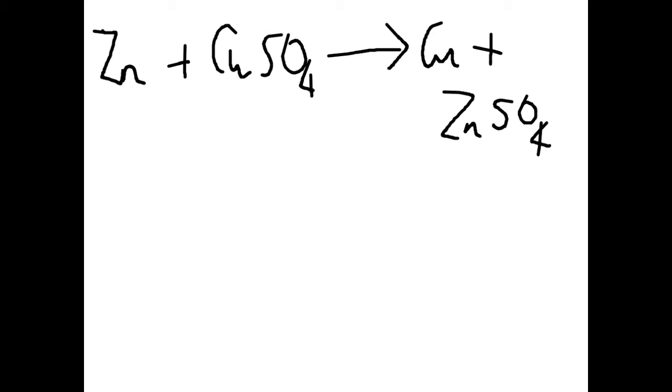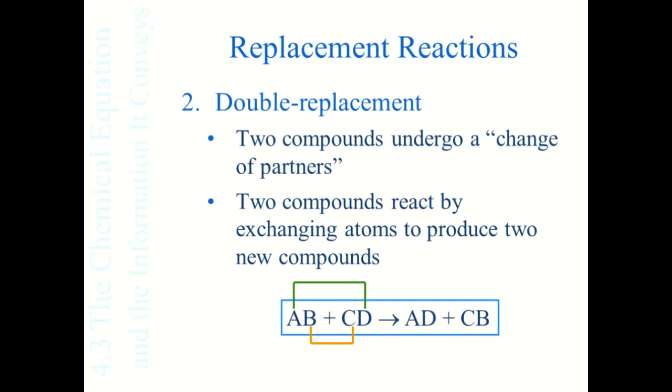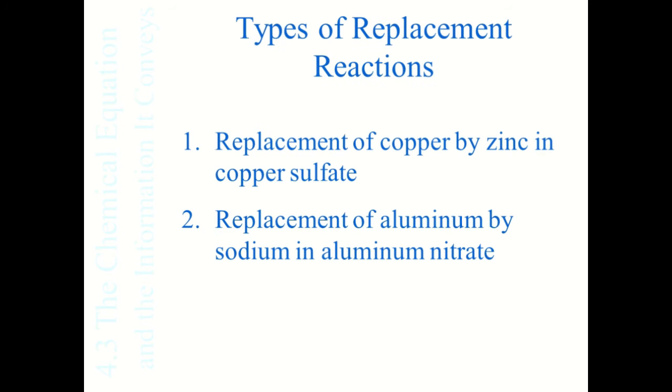So your job is to do this for me on the test. How will the question look? It'll look just like what you saw. Replace copper by zinc in copper sulfate. Show the reaction for the replacement of copper by zinc in copper sulfate. Yes? How about you try the second one now? Replacement of aluminum by sodium in aluminum nitrate. Again, you've got to know your charges to do this.